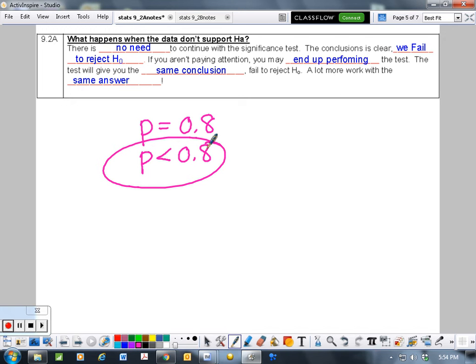If you're not careful and you don't pay attention, you're going to go through all the motions of the test and come up with the same conclusion that you should have had just from paying attention: that your data did not support your alternative hypothesis. It's just a lot more work for the same answer because you didn't really pay attention to what you were doing.